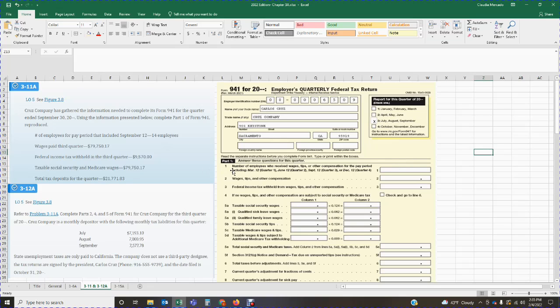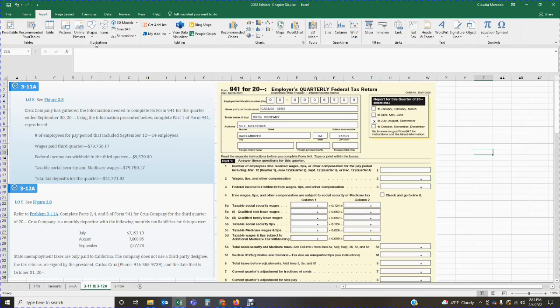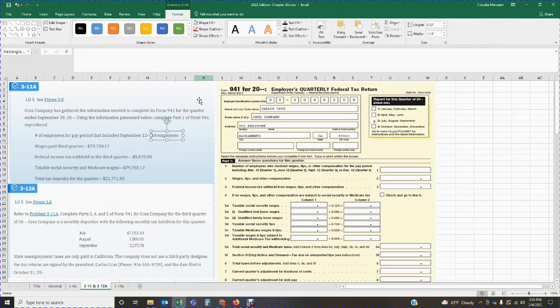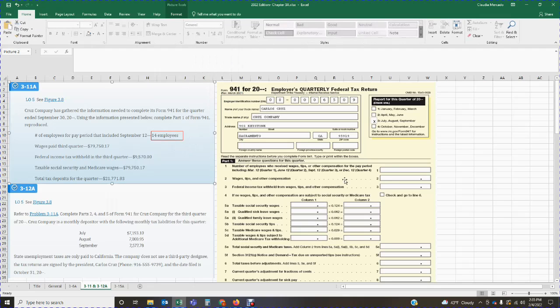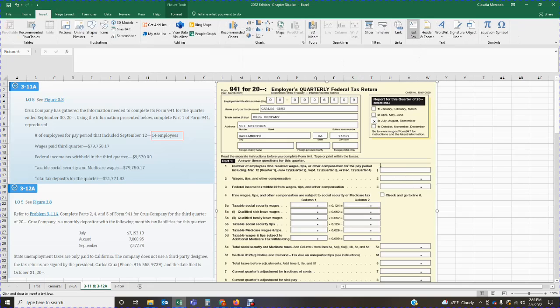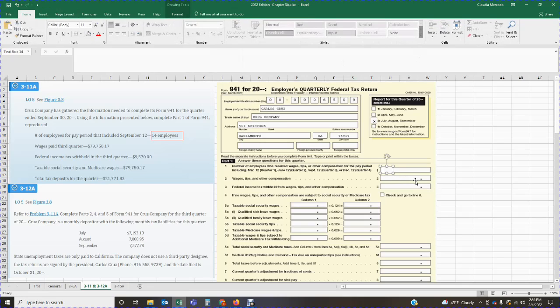Okay, now we start with part 1. The first question is the number of employees who receive wages, tips, or other compensations for the pay periods, and then quarter 1, 2, 3, or 4. Okay, how many employees do we have? And that information is provided to you in the problem. Okay, it says right here 14 employees. So we're going to go ahead and we're going to enter that information on line number 1. Okay, so line number 1, we have 14 employees.